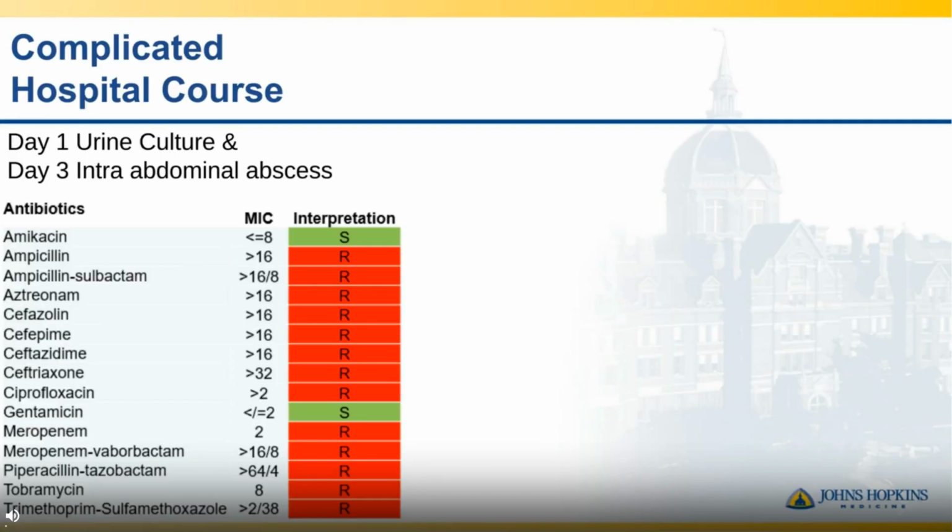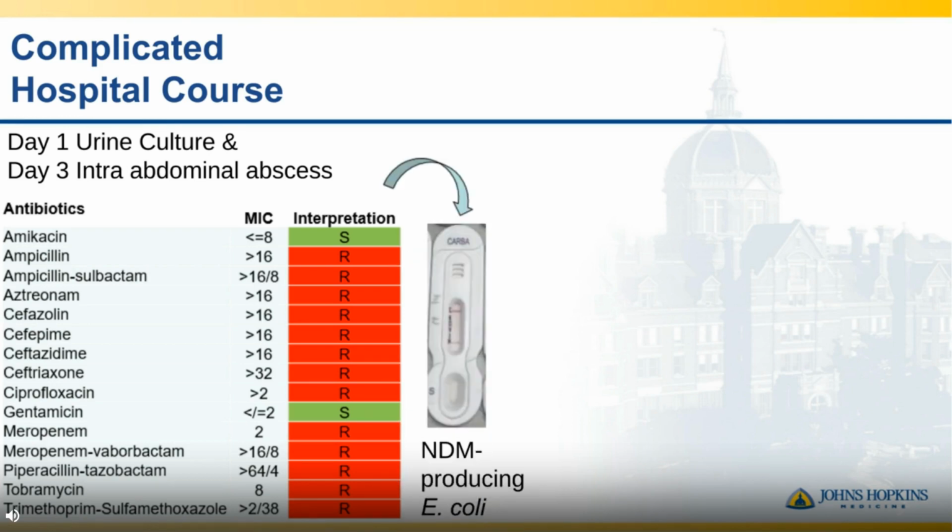However, her hospital course was complicated as a urine culture on day one and imaging revealed multiple intra-abdominal abscesses that were drained, and both the urine and intra-abdominal abscess grew the following E. coli with this multi-drug resistant phenotype, where it only remains susceptible to amikacin and gentamicin. Based off of this profile and the fact that it was resistant to both ertapenem and meropenem, we would set up the CARBA-5 assay to try to discern what is the mechanism mediating carbapenem resistance in this isolate, and it was found to be an NDM-producing E. coli.